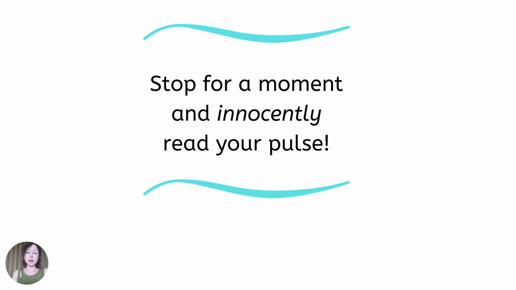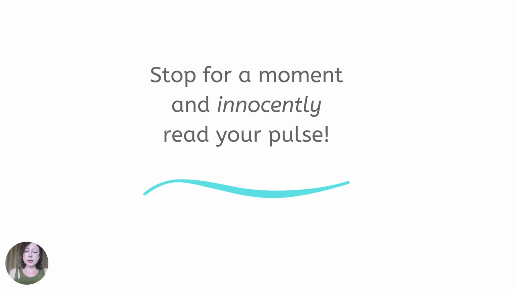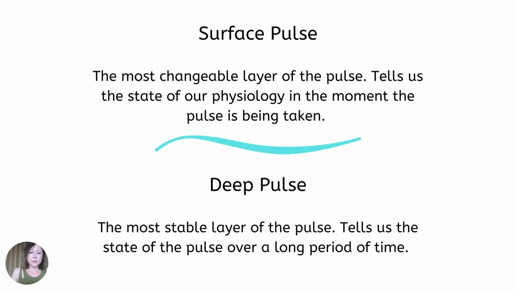So once you have done that, it's a good idea to write down as many qualities as you found. And this is doing a reading of the surface pulse. The most changeable layer of the pulse tells us the state of our physiology in the moment the pulse is being taken, like a snapshot in time. Now we're going to learn the deep pulse reading. The most stable layer of the pulse tells us the state of our pulse over a long period of time.